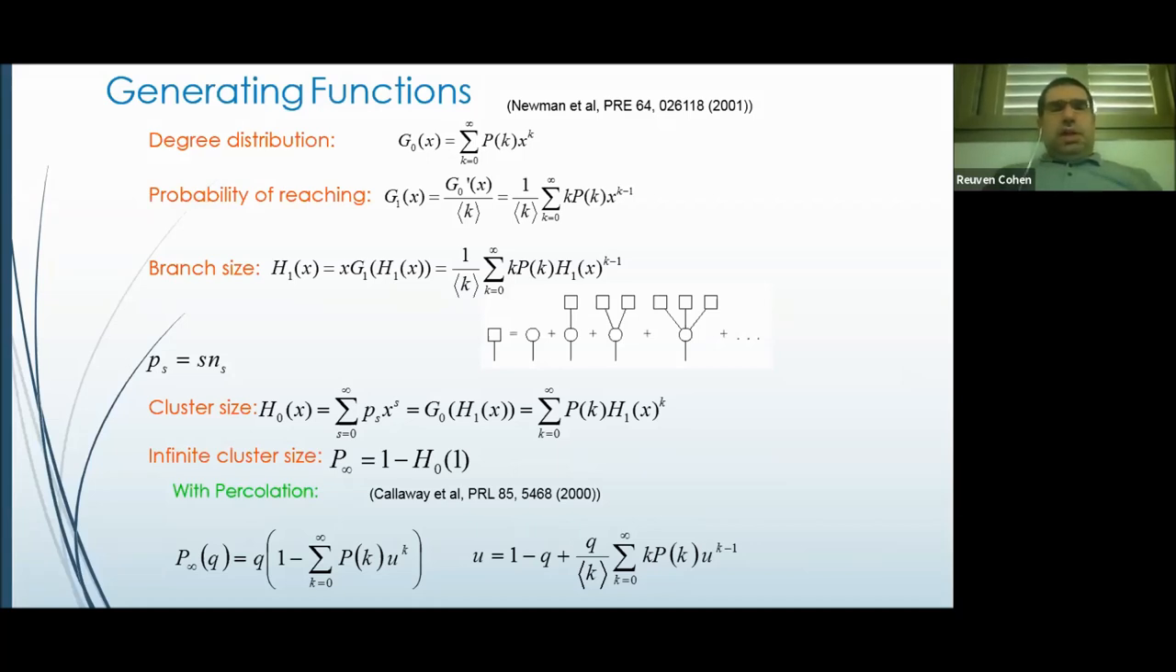So how is this connected to graphs? Let's suppose we have a graph with a given degree distribution. We define a formal power series where the coefficients are the probabilities for the different degrees. And then we can define another one, G1, which is the probability for the given degrees, but if they are reached through following an edge.